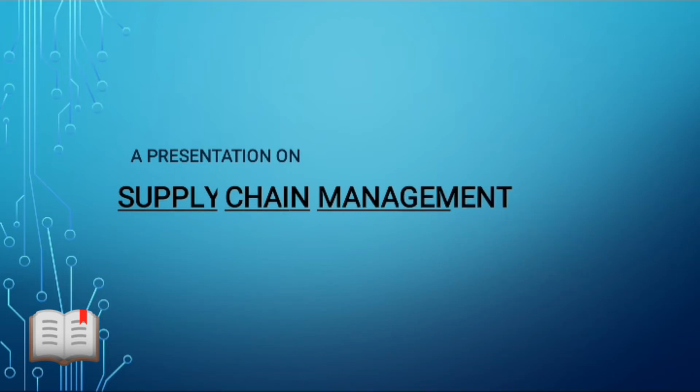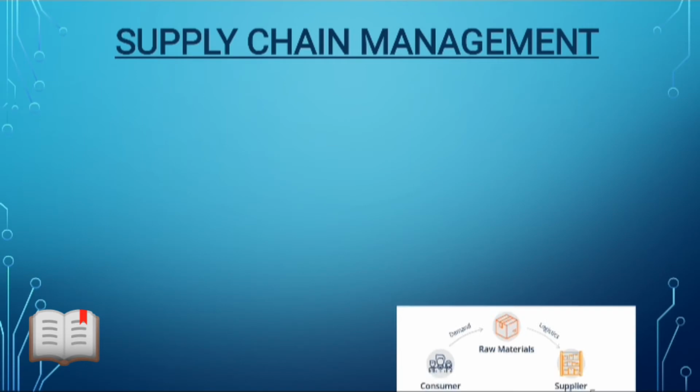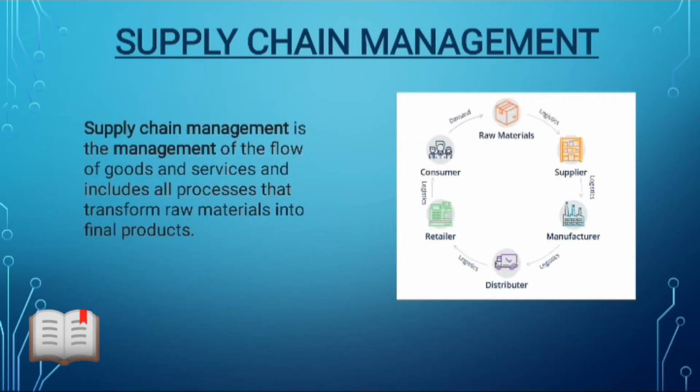Firstly, we need to know what supply chain management is. Supply chain management is the management of the flow of goods and services and includes all the processes that transform raw materials into final product. So we can say that a supply chain is a global network used to deliver products and services from the raw material suppliers to the end customers through an engineered flow of distribution and cash.